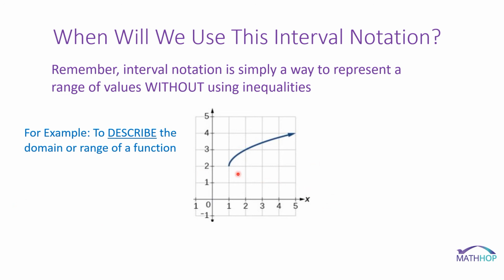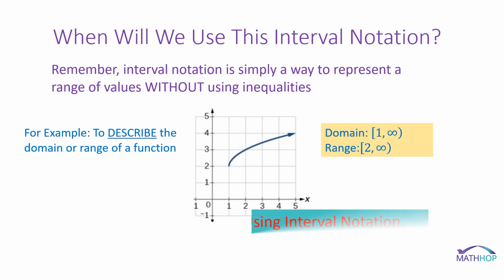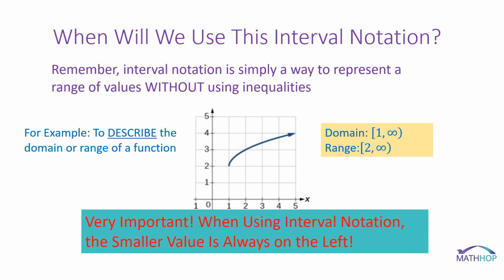My range, that's my output values, my y values, looks like they start at 2 and go on forever, just slowly. And so we would simply say the domain is the set from 1 inclusive to infinity, and the range is the set from 2 inclusive to infinity. Notice soft brackets on infinity, it can't be included. Okay, another important thing to note, when you do this, the smaller number is always on the left. The smaller value is always on the left of your interval.